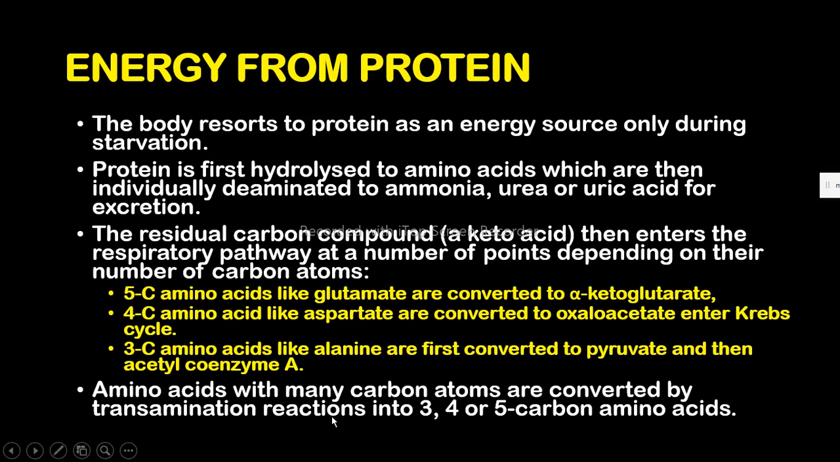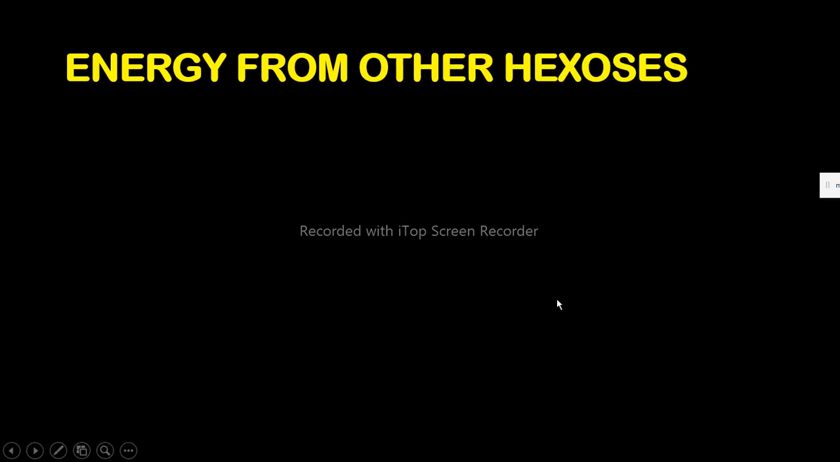Then the amino acids with very many carbon atoms are converted by transamination into 3, 4, 5 carbon atoms, and they are integrated within metabolism using these three processes. And you have energy out of proteins. Is that okay? Any question for me? Yes. So basically that's how proteins are respired, since there are no questions.